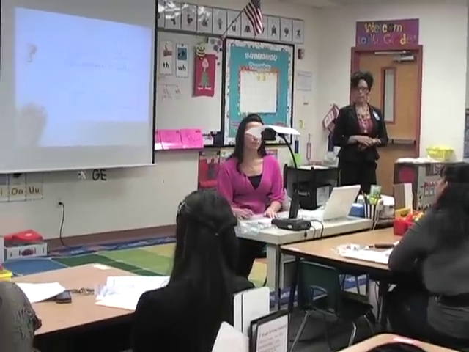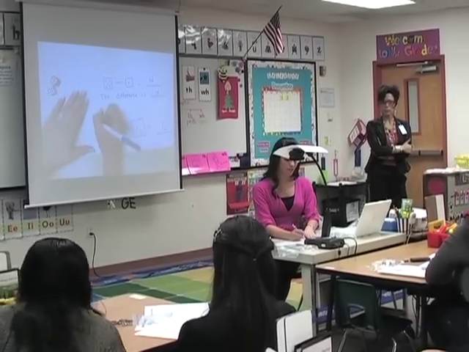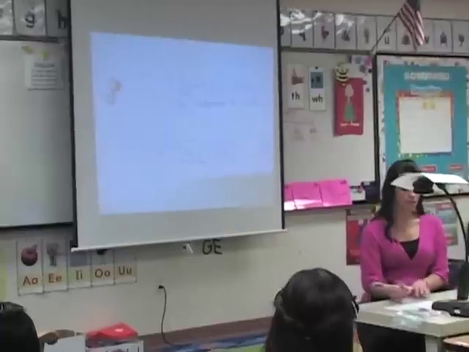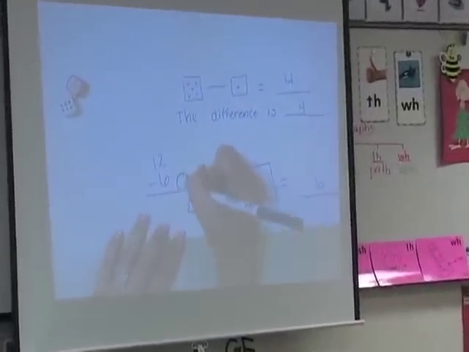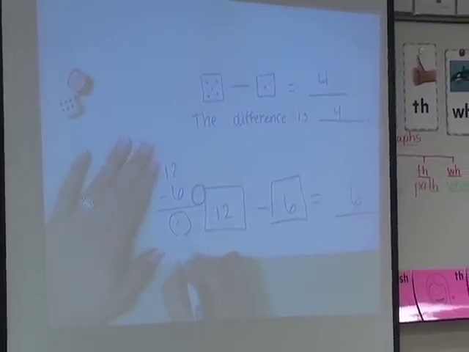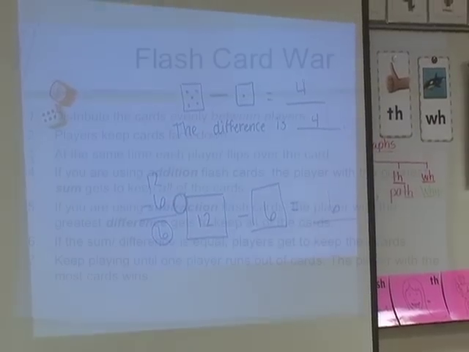Along with having them write it this way, another way that they often see subtraction problems, even addition problems, would be like this: 12 minus 6. For the longest time, I had my students writing the answer over here on the side, and the answer is supposed to go underneath the line. So have them practice writing the problems with both directions.